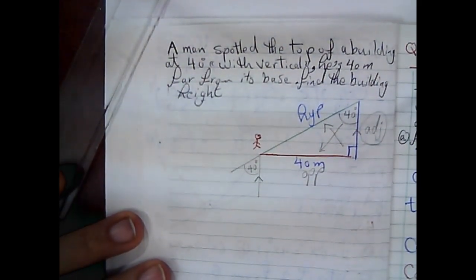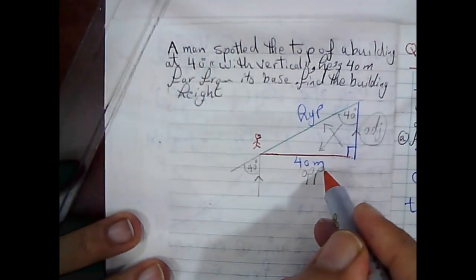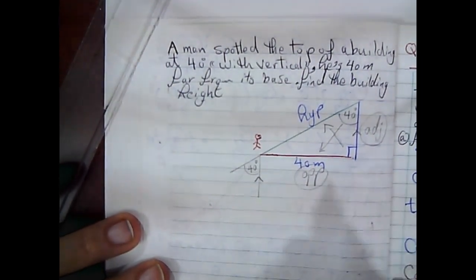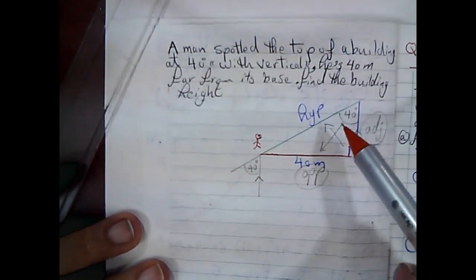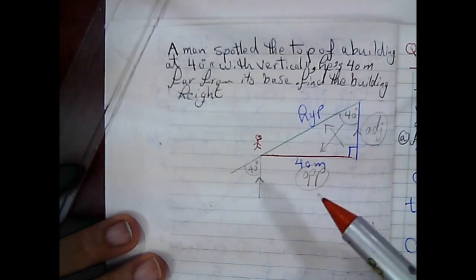That is the adjacent, because we want to find it. Also, we want to work on what we have. We have the 40 meters, which is the opposite. So what we don't need here is the hypotenuse, and we will not work on it. So we have two words here, opposite and adjacent.